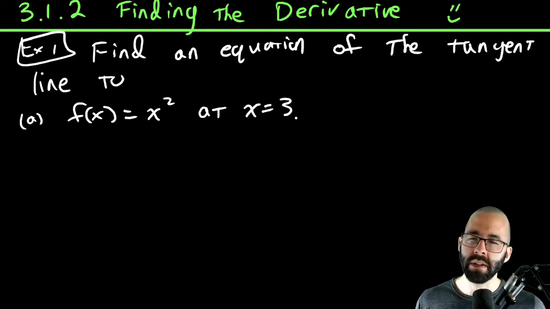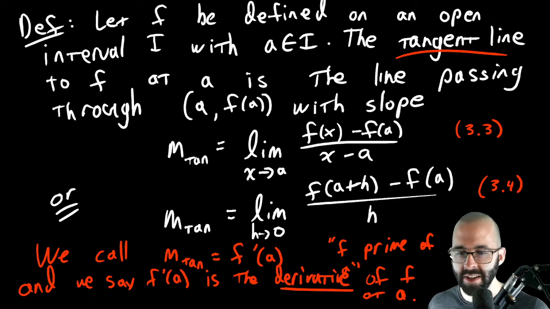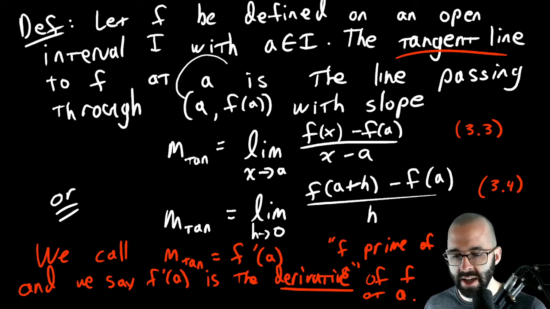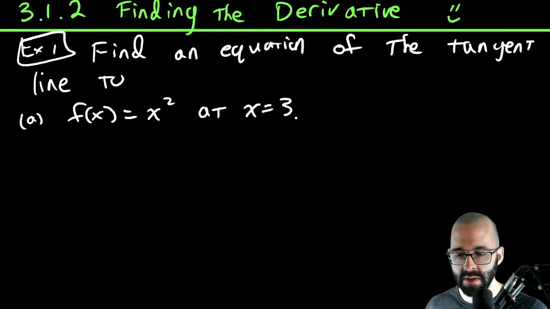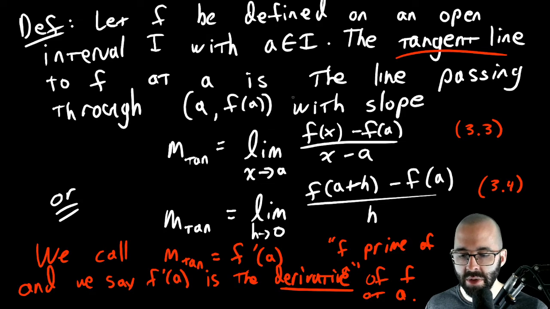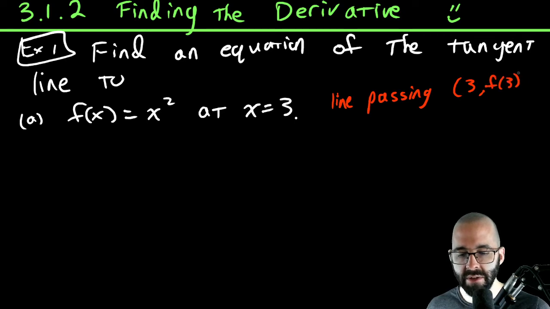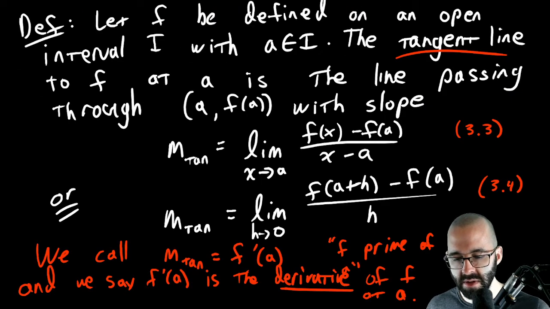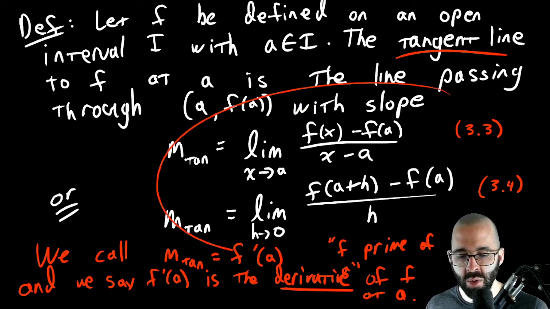So you might say, what the heck is a tangent line? Well, go back in your notes. The tangent line to a function at some point A, here that point is 3, is the line passing through that point. Okay, so let's write that down. We need the line passing through that point, 3, comma f of 3. Oops, A is 3 here. So it's the line passing through that point with this slope.